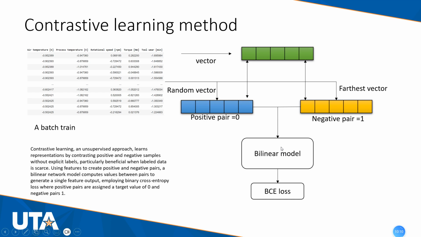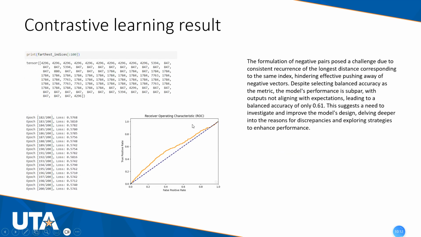After that, the result didn't look good, because when I designed this negative pair, it had a problem: most vectors, when they find the index of the negative pair, choose the same import pair, which causes problems in training. During training, you can see that the loss does not decrease beyond a certain range. So it's only 0.61 balanced accuracy. Despite that, this has very low balanced accuracy.